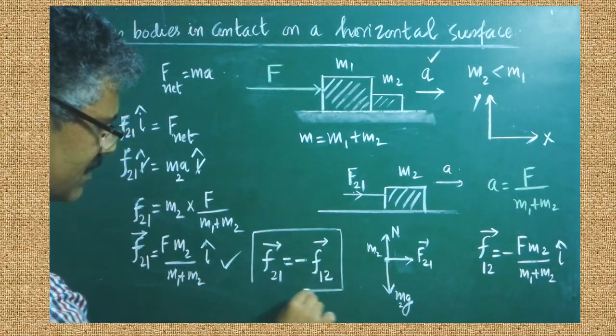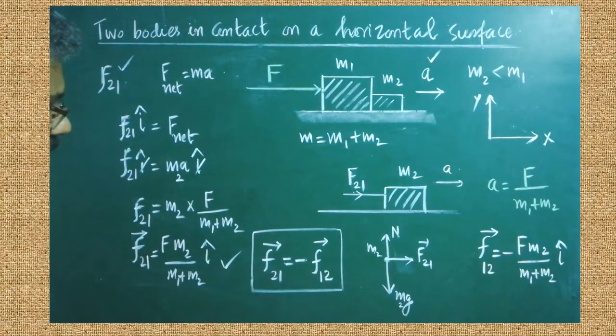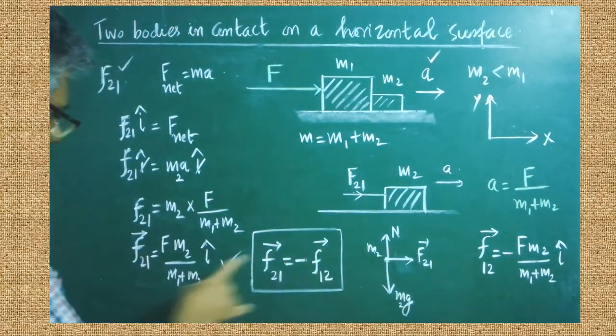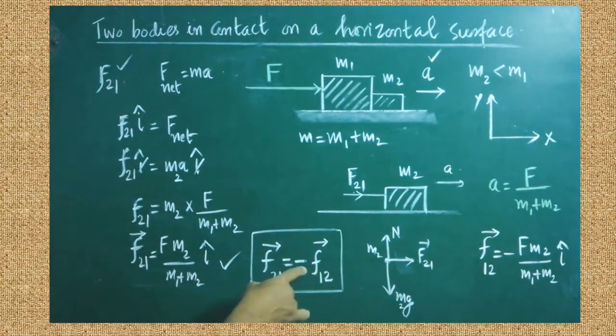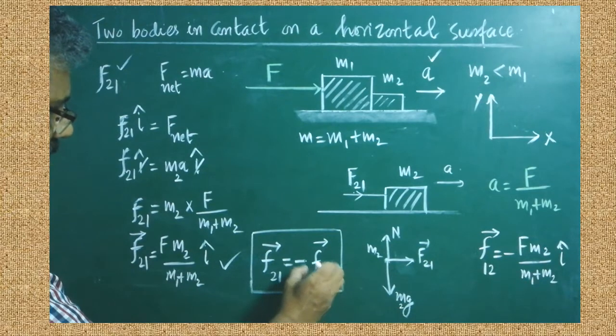To prove this final conclusion, first you have to find out F12, later you have to find out F21, and then prove that the two forces exerted on one another are equal in magnitude and act in the opposite direction. This particular concept is purely based on Newton's third law. One of the forces acts as action, and the other force acts as reaction.